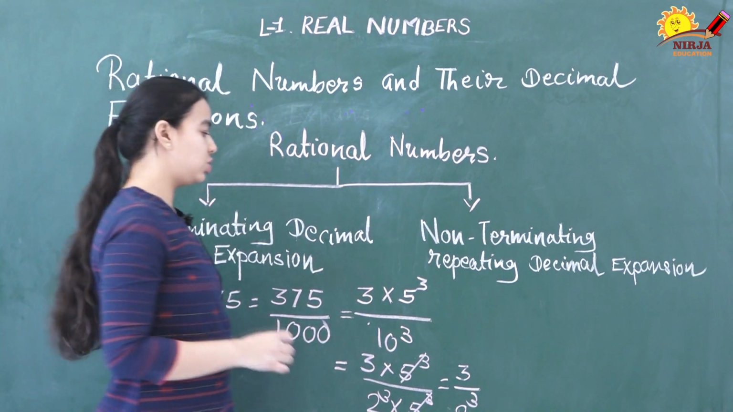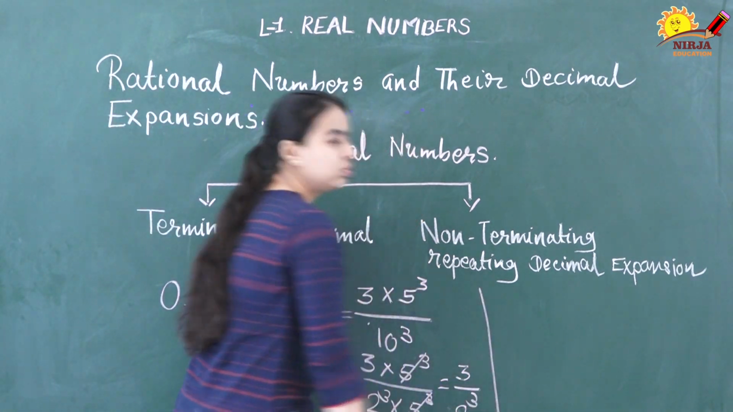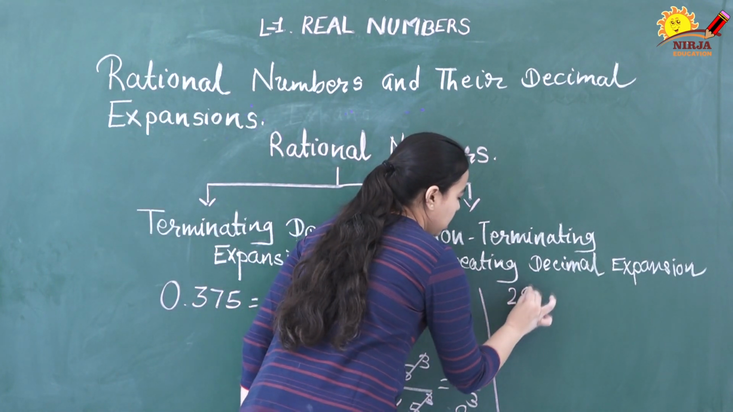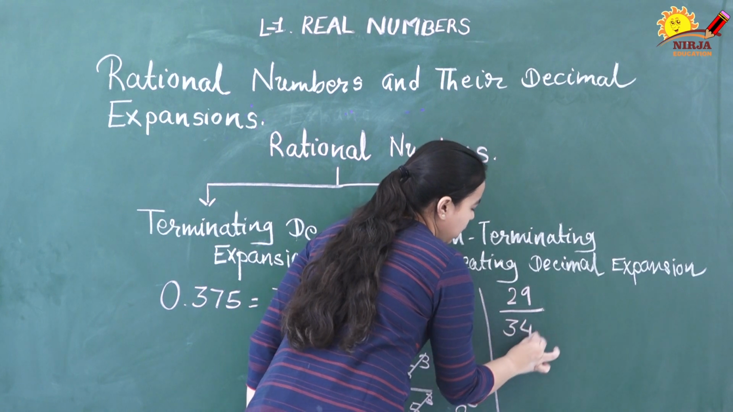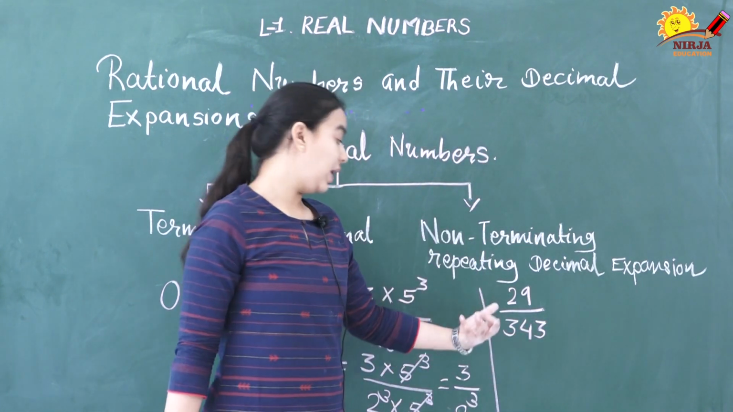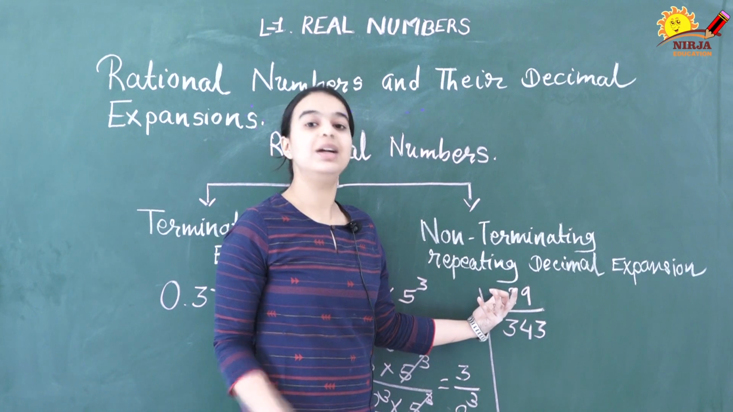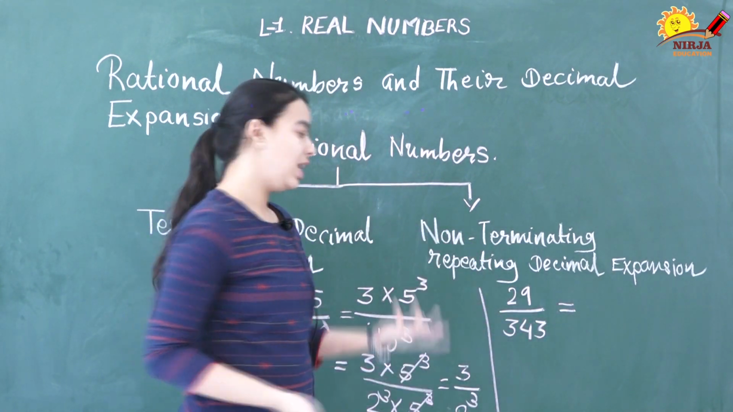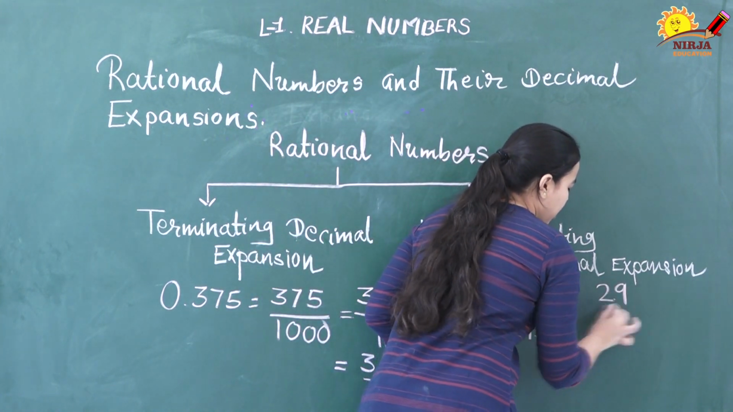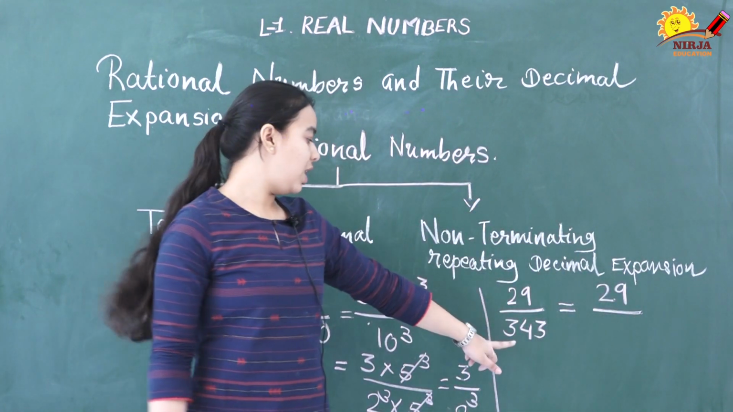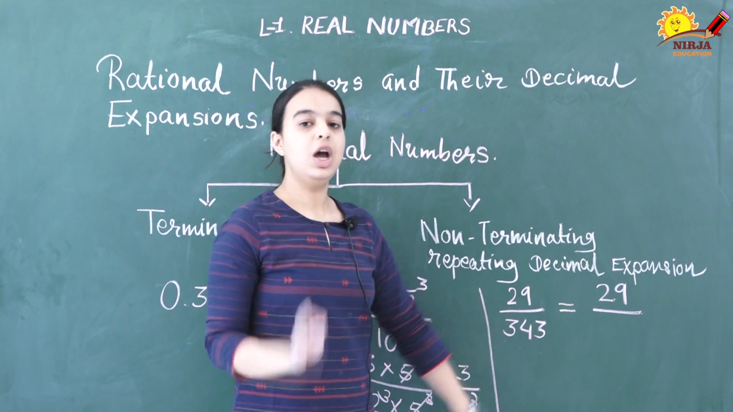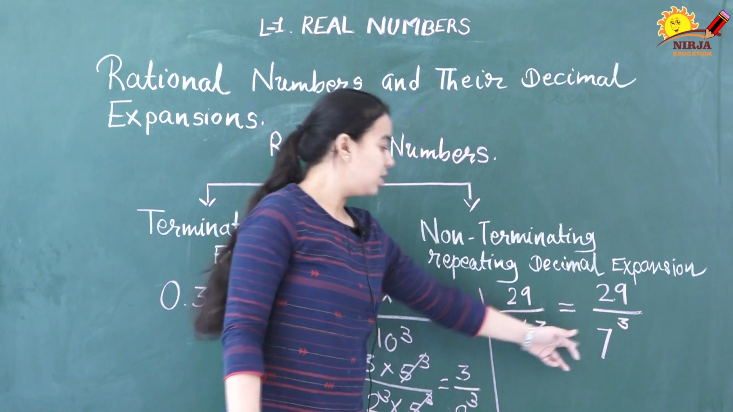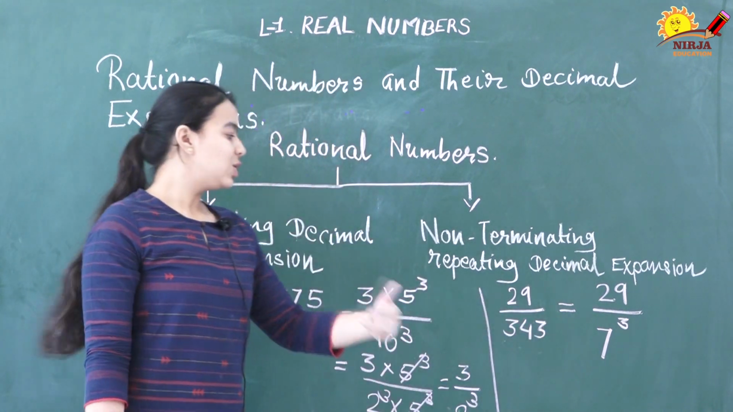Another example I am going to take here. I am taking 29 by 343. As you all know, 29 is what kind of number? It is a prime number. So we cannot do prime factorization of 29. So let it be as it is. But if you do the prime factorization of 343, you will get 7 to the power 3. Check this up. Is it true or not? Okay. So let's move ahead.